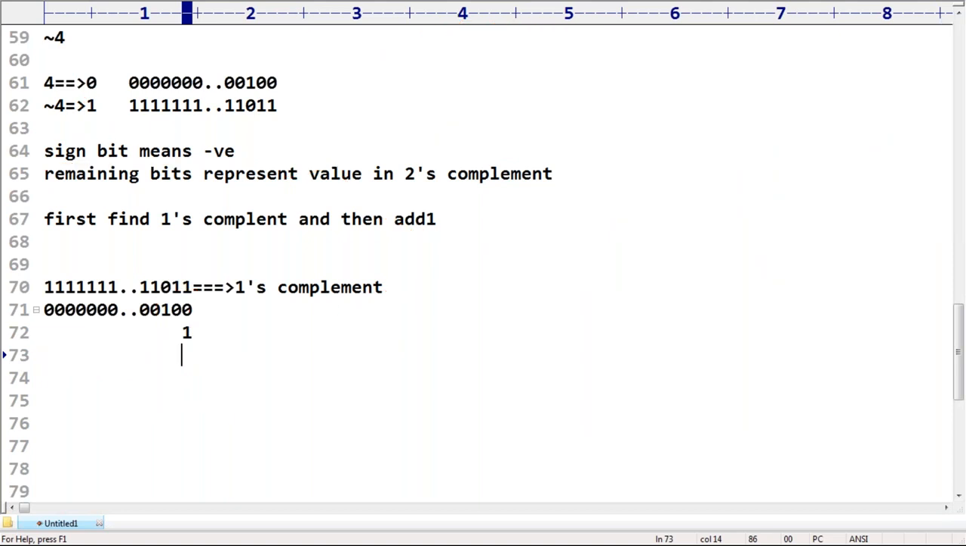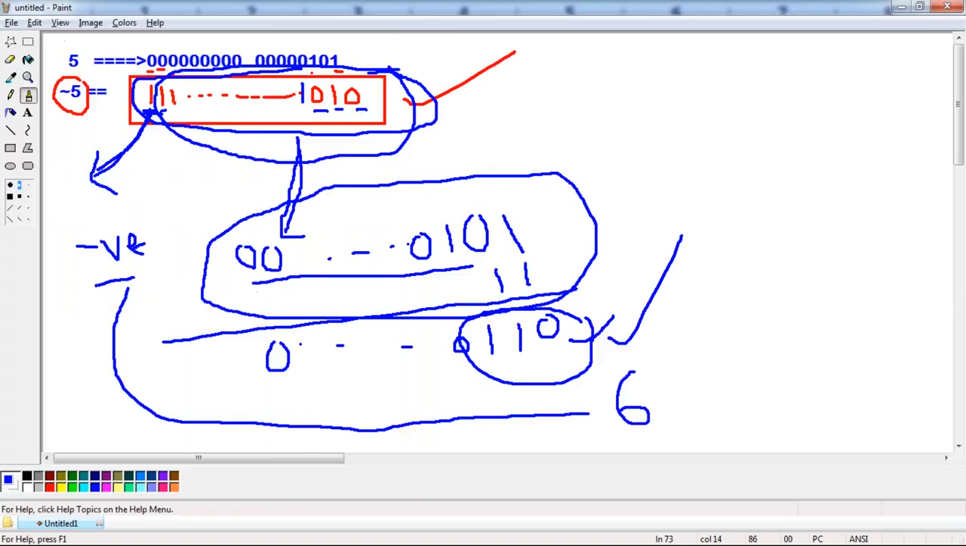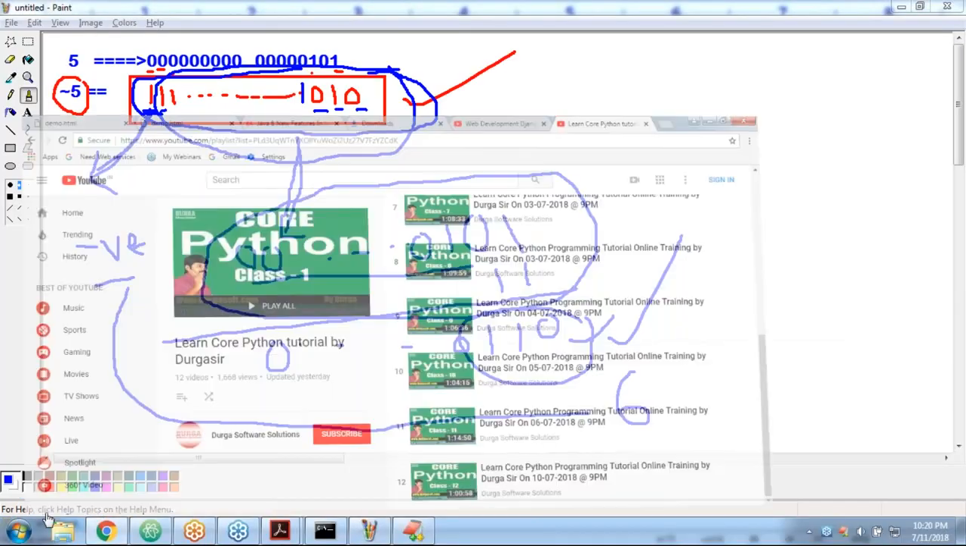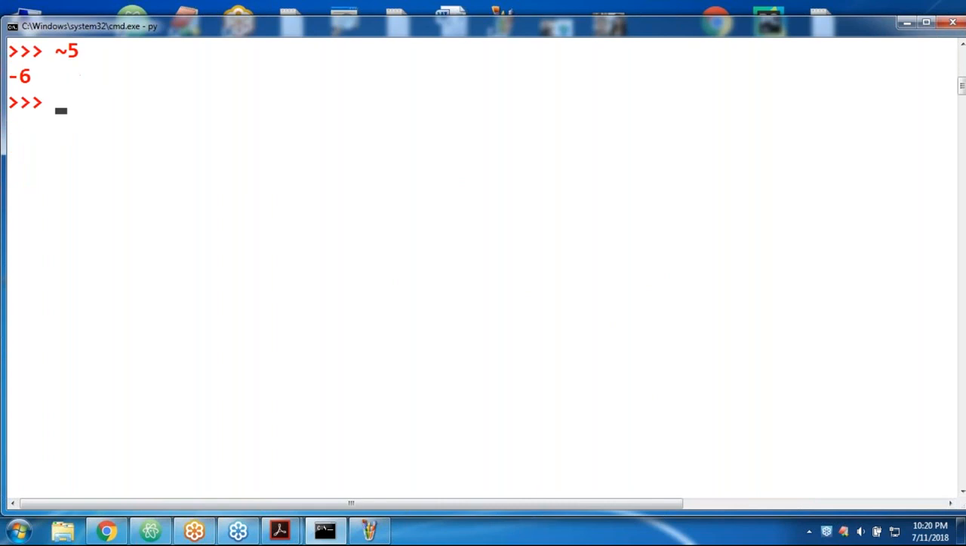At least now 50 to 70% of the people are getting the concept. What is the output we are going to get? The negation of 4: the output by default we get is minus 5. Clear, right? That is how it is represented internally at the memory level. This is what you people should be aware of.